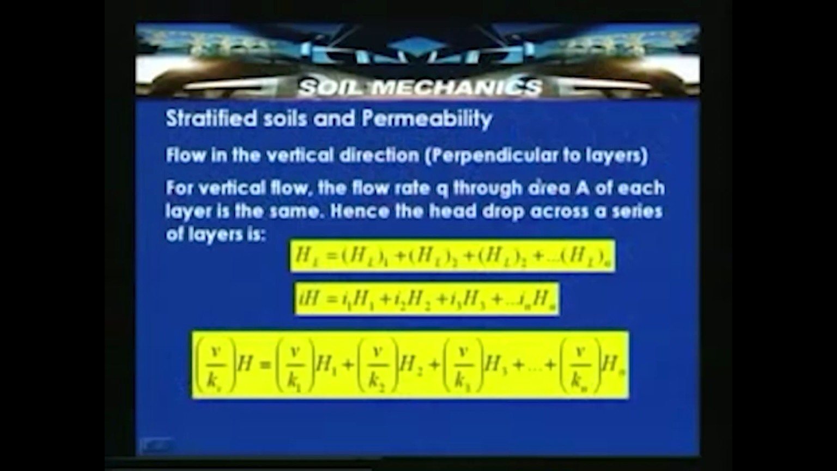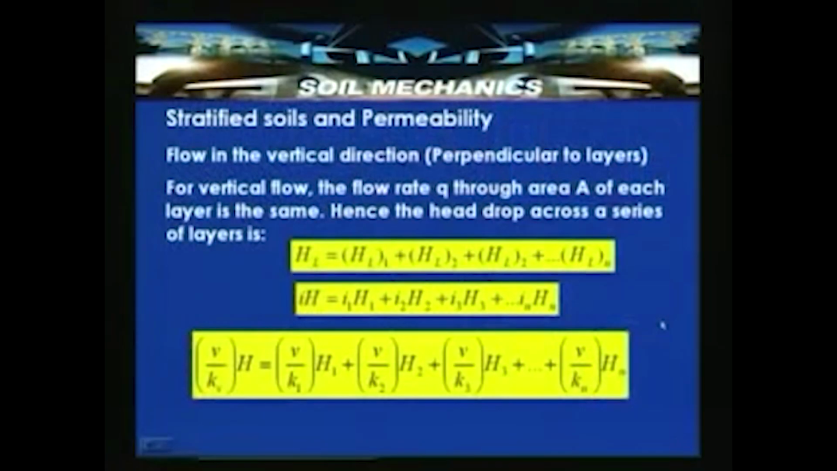So, when this particular condition arises for a vertical flow, the flow rate Q is through area A. The flow is occurring in the vertical, say upward, direction, and the area over which the flow is occurring, say A, is the same for each layer. So, the head drop occurs over a series. This head drop across a series of layers can be said as HL is equal to head loss in first layer, head loss in second layer, head loss in third layer. The total head loss is equivalent to the total head loss occurring in all the layers. It need not be the same for all the layers; depending upon the type of soil, different head losses can occur.